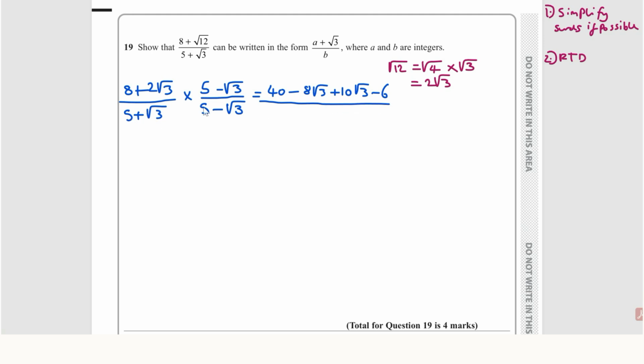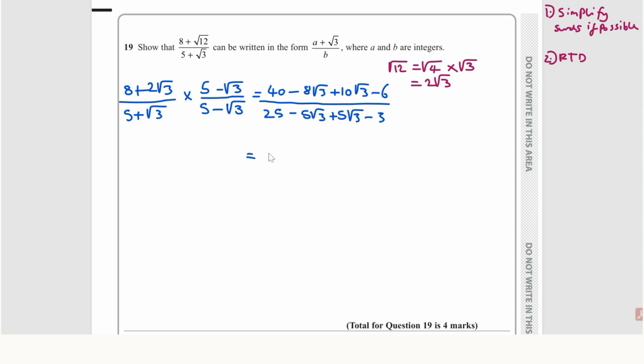For the denominator, 5 times 5 is 25, minus 5 root 3, plus 5 root 3, plus and a minus, minus 3. So now we're going to collect the like terms.